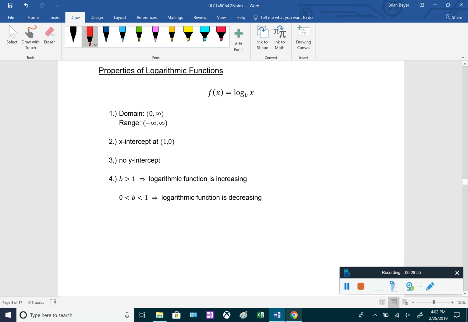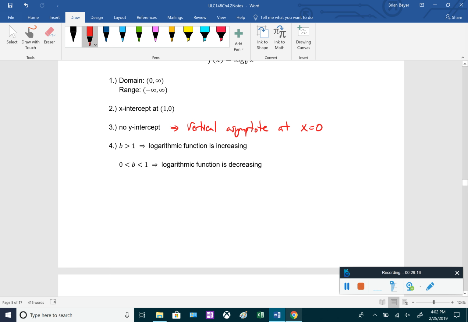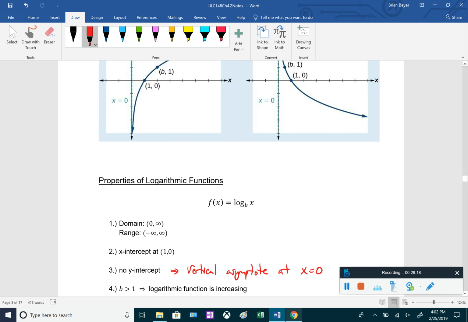There is no y-intercept. That's because there is a vertical asymptote at x equals 0, which is the y-axis. And if the base is greater than 1, it is going to be increasing. If it's between 0 and 1, it is decreasing. Okay, so moving on to transformations.